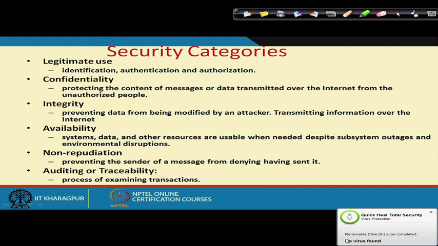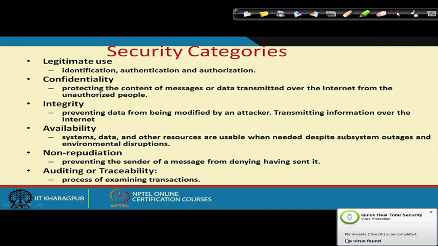Then comes the term confidentiality. This is about protecting the content of a message or data transmitted over the internet from unauthorized people who are not supposed to see it. Then the third one is integrity. This is about preventing the data from being modified by an attacker while it is being transmitted over the internet.